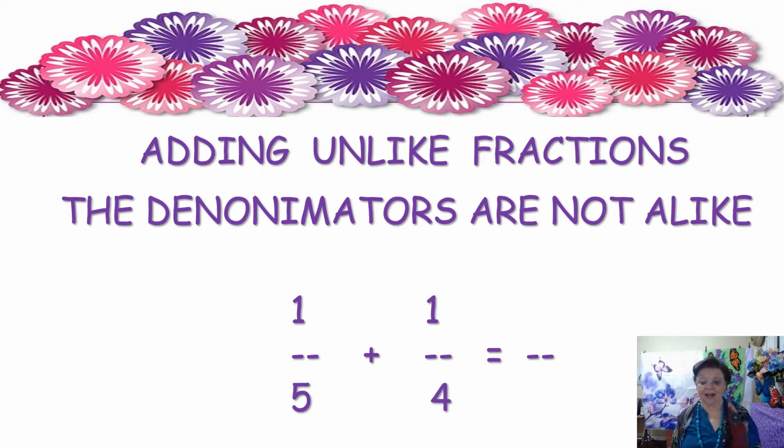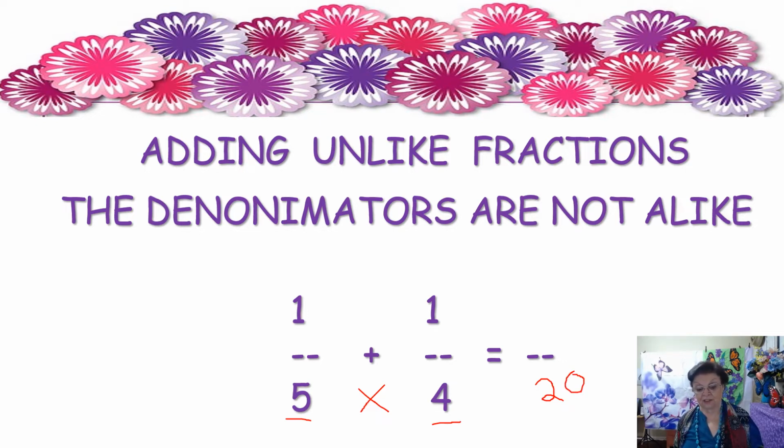Oh, unlike fractions. Here you have a 5 and a 4. They are not alike. So you're going to multiply the denominators. 5 times 4 is 20. That's going to be the denominator in your answer.